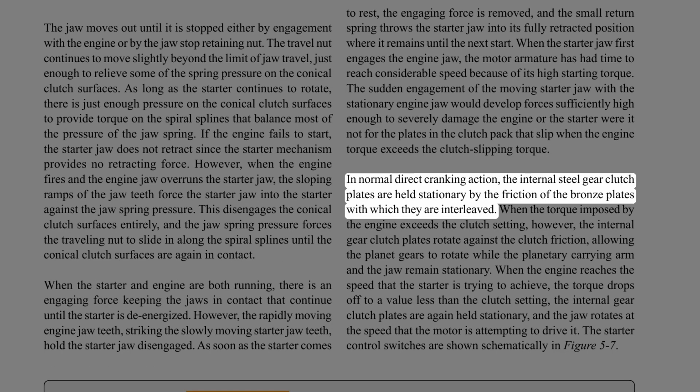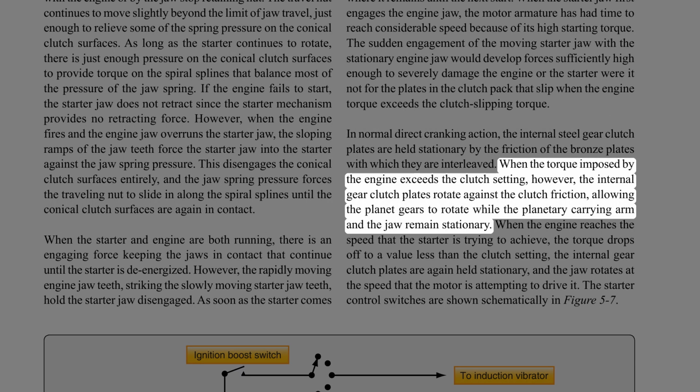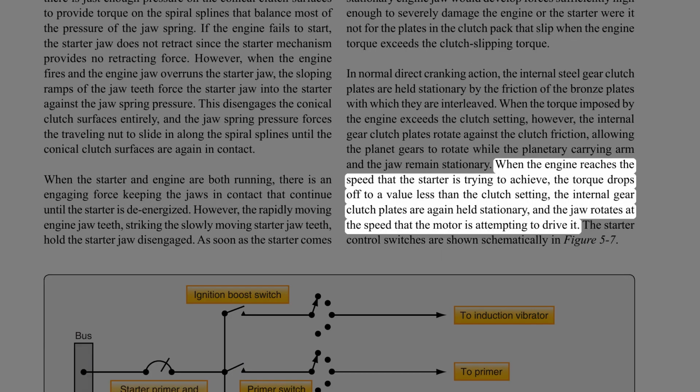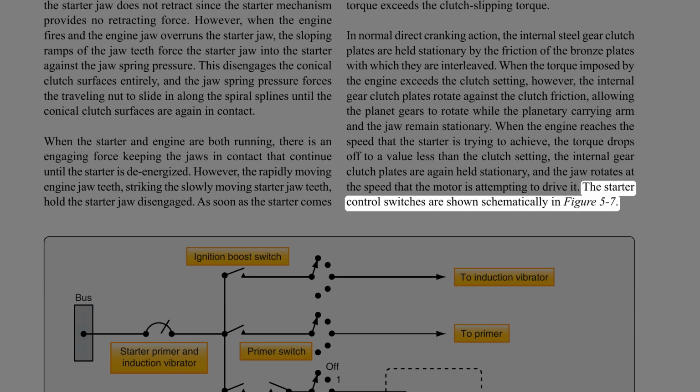In normal direct cranking action, the internal steel gear clutch plates are held stationary by the friction of the bronze plates with which they are interleaved. When the torque imposed by the engine exceeds the clutch setting, however, the internal gear clutch plates rotate against the clutch friction, allowing the planet gears to rotate while the planetary carrying arm in the jaw remains stationary. When the engine reaches the speed that the starter is trying to achieve, the torque drops off to a value less than the clutch setting. The internal gear clutch plates are again held stationary, and the jaw rotates at the speed that the motor is attempting to drive it. The starter control switches are shown schematically in Figure 5-7.